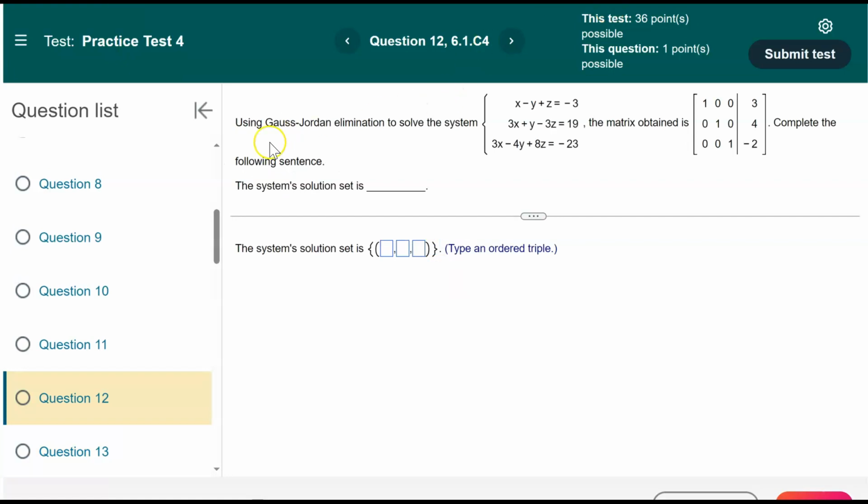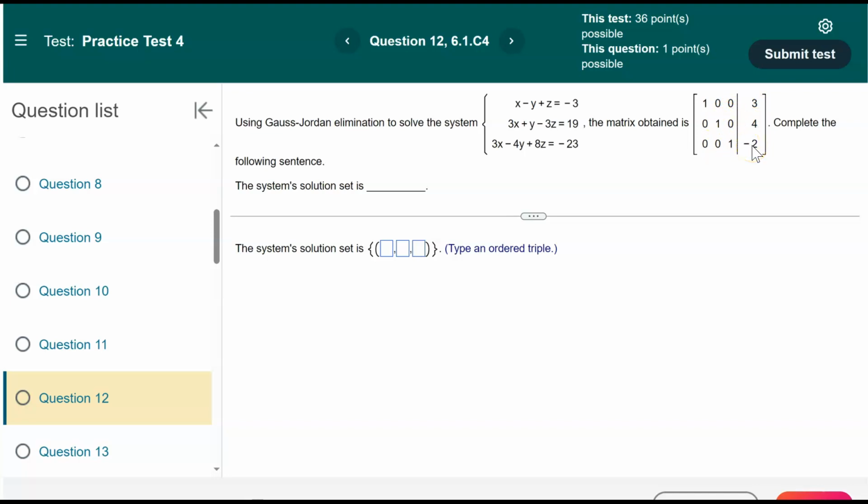Question number 12. Using Gauss-Jordan elimination to solve the system, the matrix obtained is the matrix here. What is the solution, or the system's solution set? Now, the matrix obtained here is what we call the reduced row echelon form. That is the form when you have 1 on all entries on the main diagonal and 0 elsewhere. So if you have a matrix that looks like this, then how would you write the solution set?